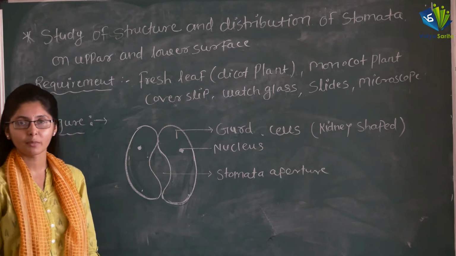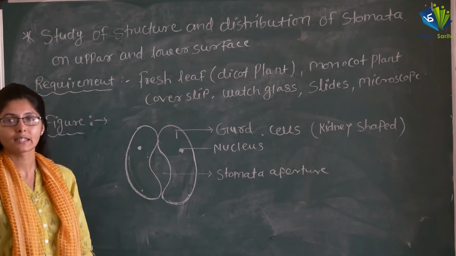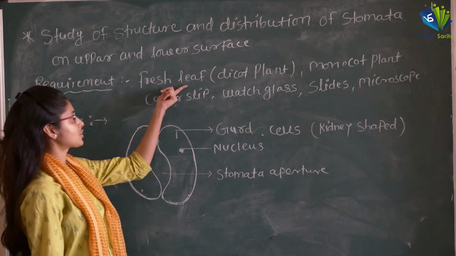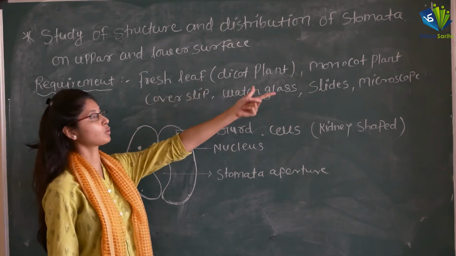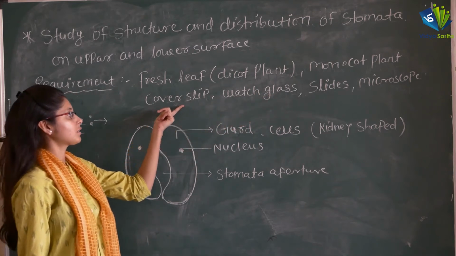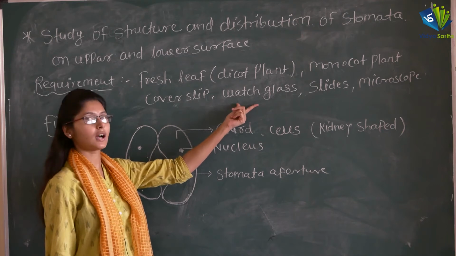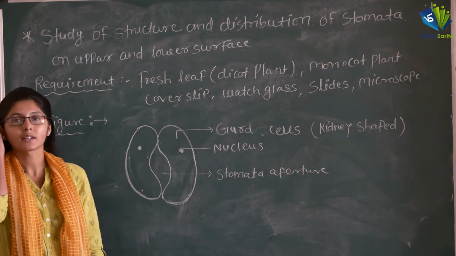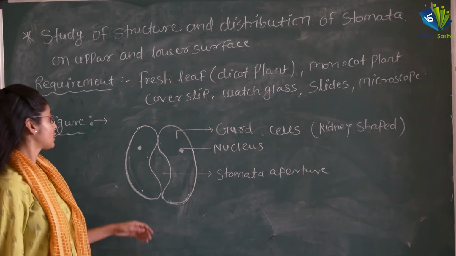So what are the requirements for this experiment? So let us see the requirements. Requirements are the fresh leaf, that is dicot leaf and monocot plant leaf. Then we will be using a cover slip. We will also be needing one watch glass and one slide and a microscope. Okay, that is a dissecting microscope.